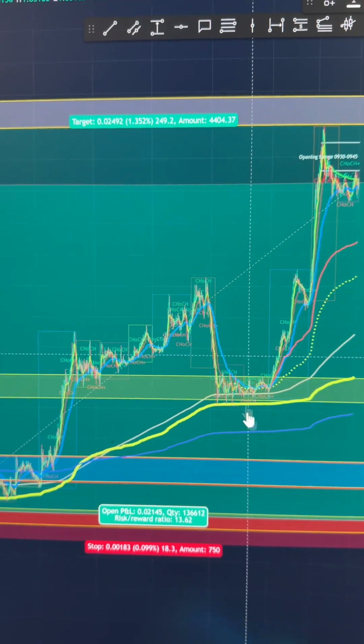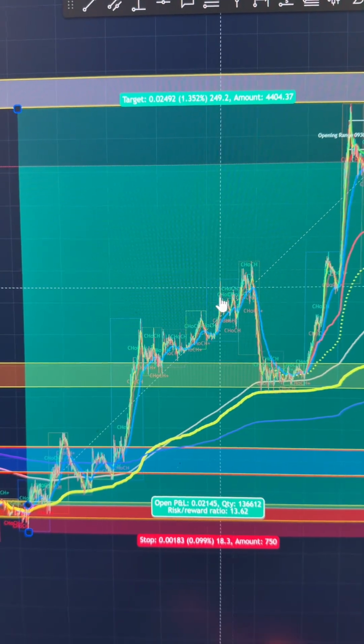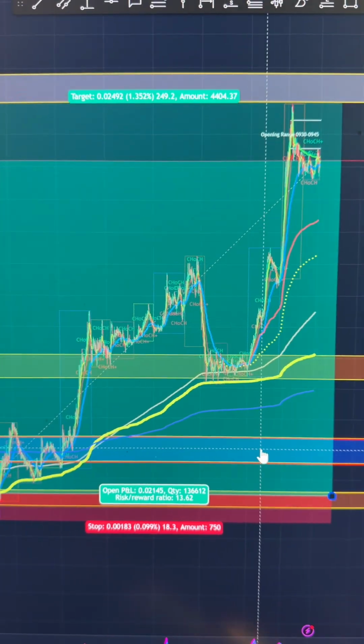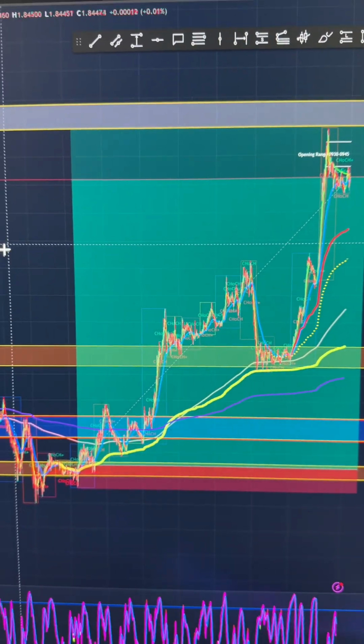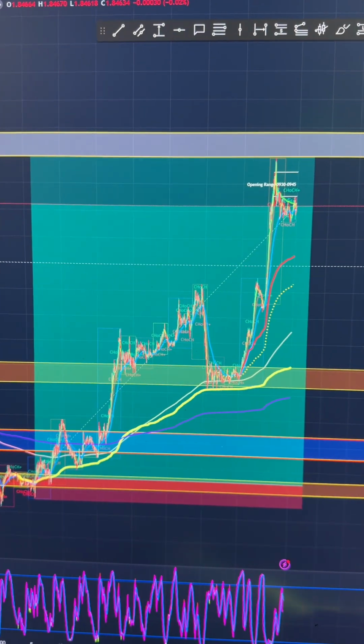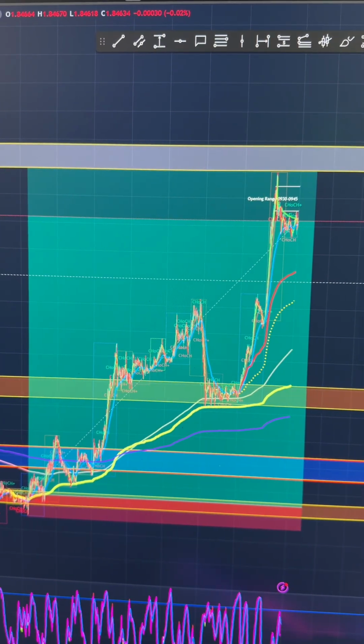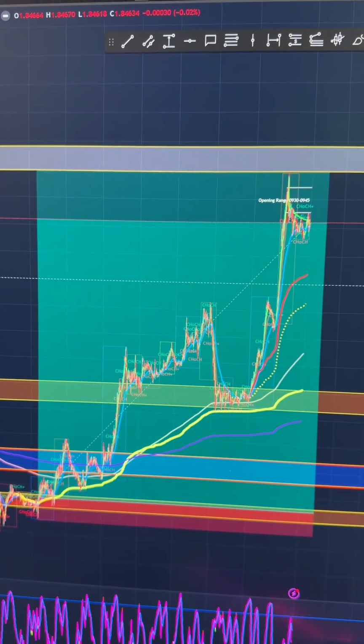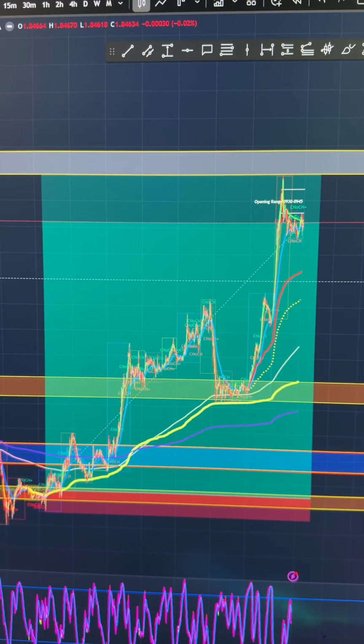It's above. Remember, when price is above, buyers are in control. When price is below, sellers are in control. So guys, this is just one of my strategies that I do when it comes to trading, and you guys are copying my trades based on this strategy. It's just one strategy, but it can make you a lot of money.